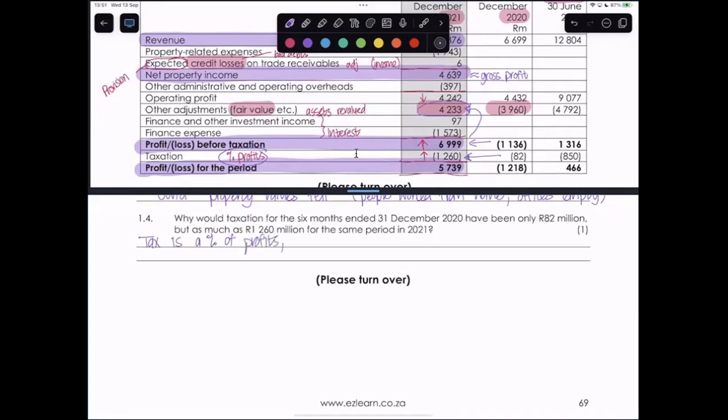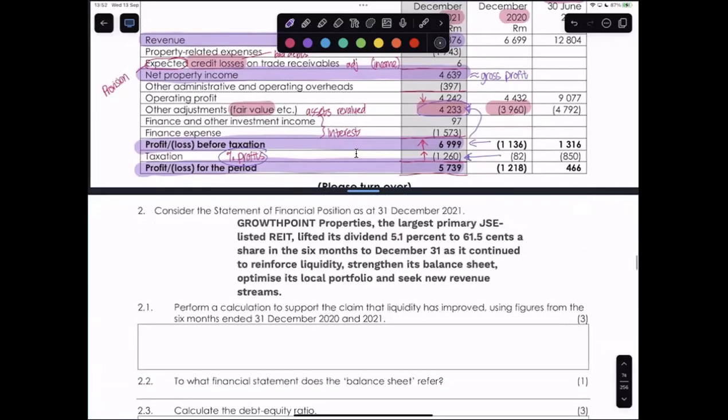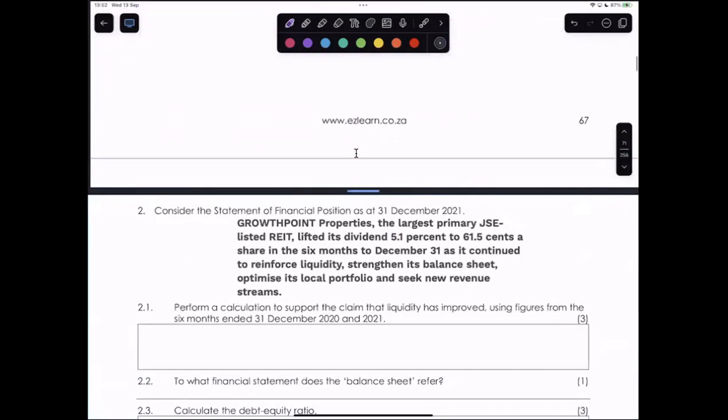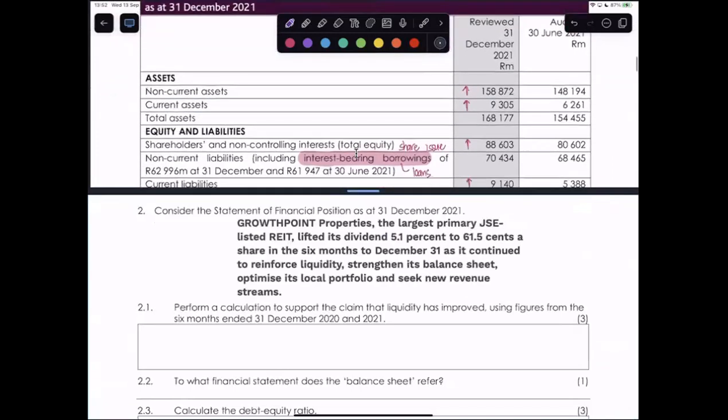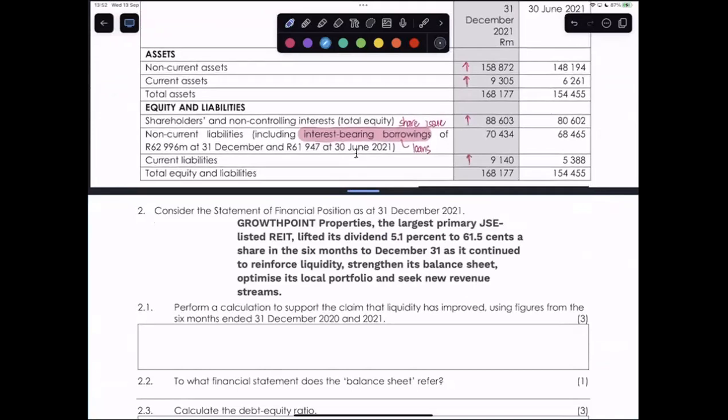And because the profits increased, obviously the tax would increase. Question 2. Consider the statement of financial position as at 31st of December 2021. You can see over here, they've just requoted the information about the dividend that was increased. And it's talking about the liquidity, strengthening the balance sheet, etc.